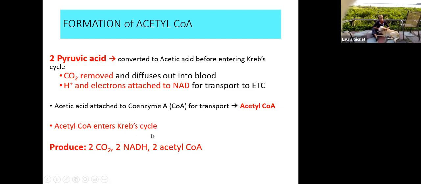All right, so we start with 2 pyruvate. We end with 2 carbon dioxides. We have 1 carbon dioxide for each acid. So, 2 carbon dioxide, 2 NADH, and 2 acetyl CoA.